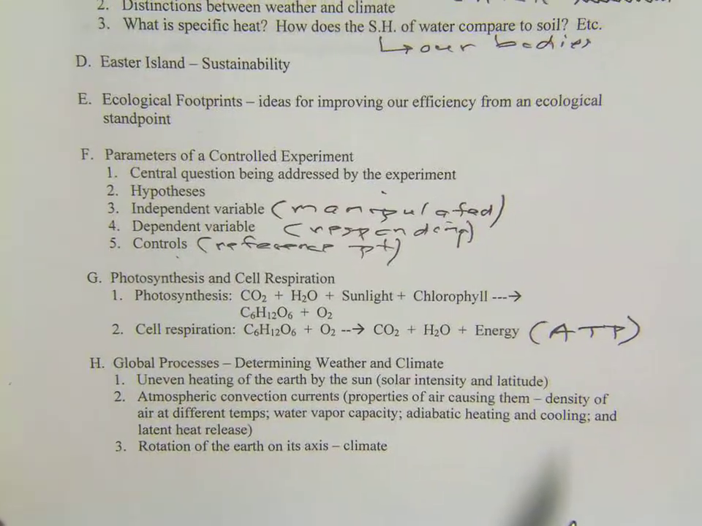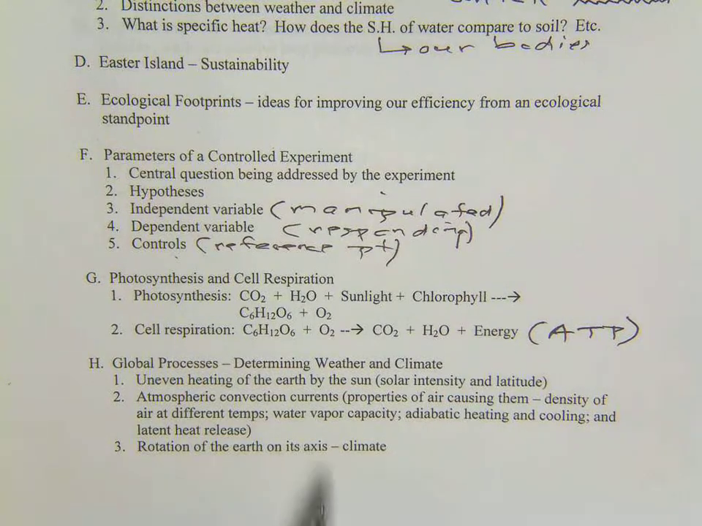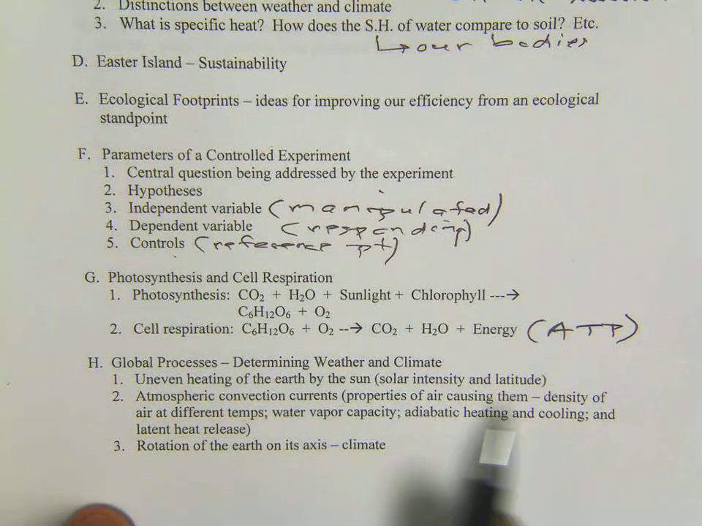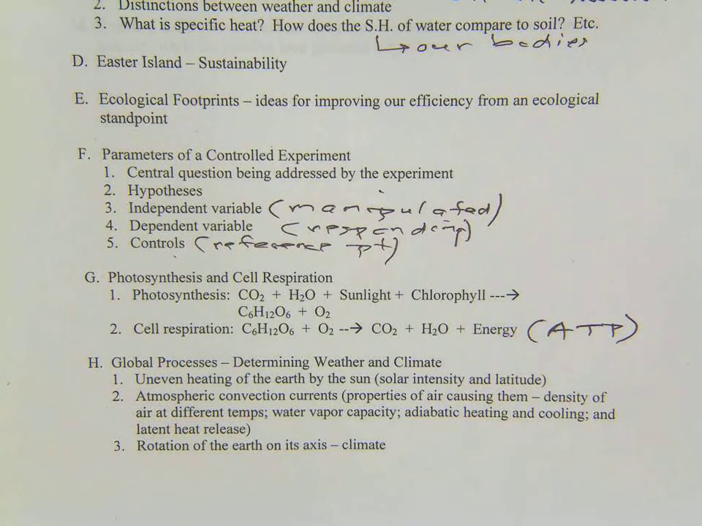We've looked at these. We've had a couple of assessments on these, as well as some lab work on it as well. How global processes determine weather and climate. The first would be the uneven heating of the Earth, solar intensity and latitude, the atmospheric convection currents. You should know and be able to apply some knowledge to questions about properties of air causing them, the density of air at different temperatures.